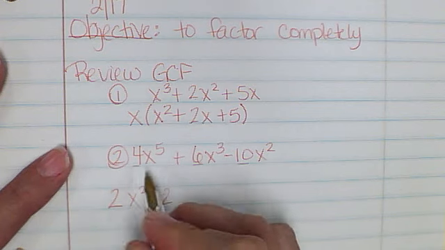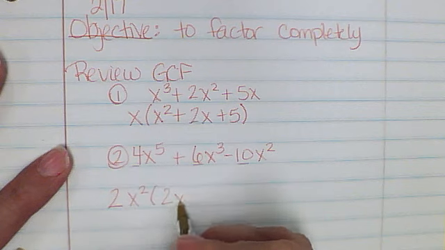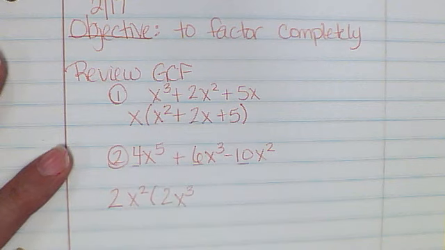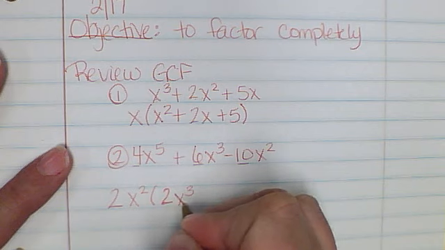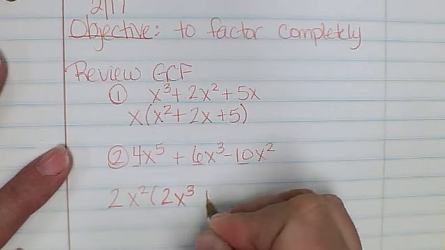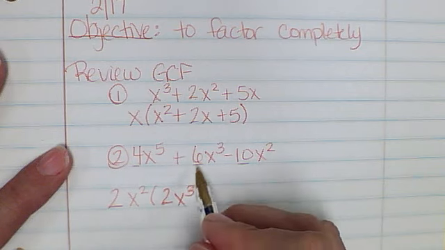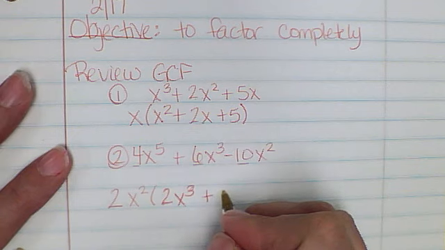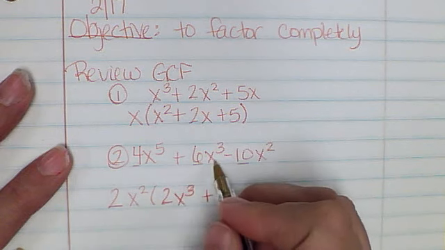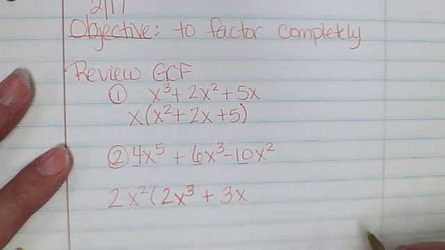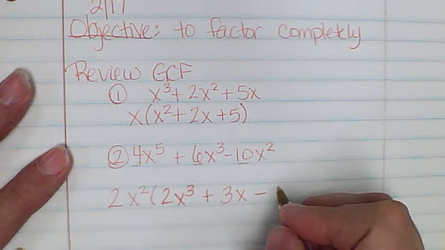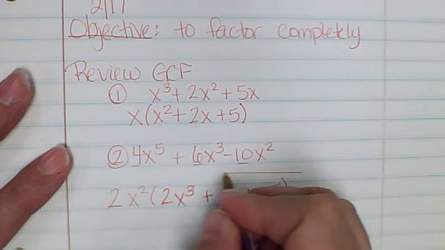2x squared times what is 4x to the 5th? 2 times 2 is 4. X squared times x to the 3rd is x to the 5th. 2 times what is 6? 3. X squared times what is x cubed? X. Minus 2 times what's 10? 5. And there's our answer.